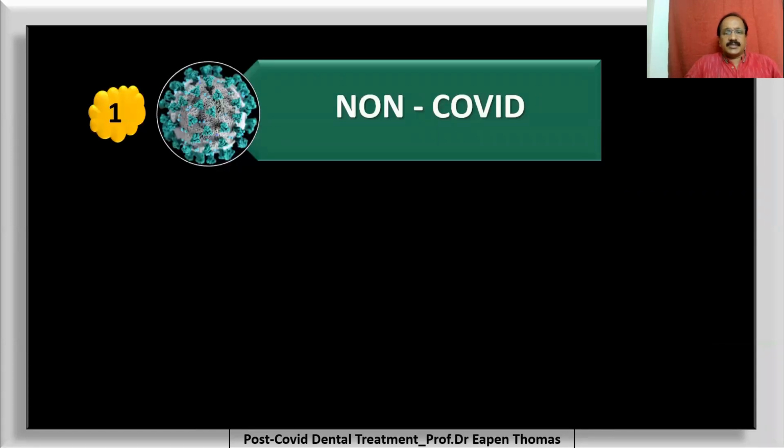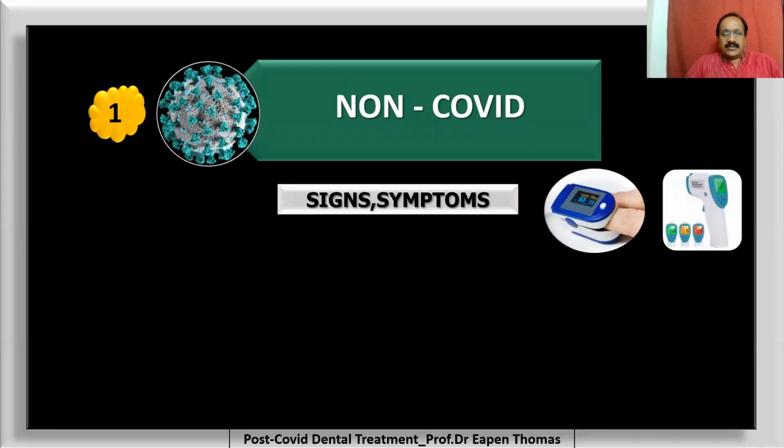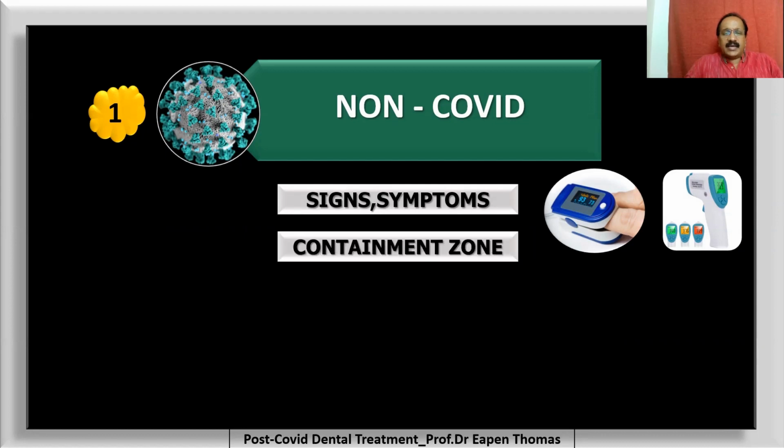First, let us take up the patients with a non-COVID history. These patients come to your clinic without any signs and symptoms of COVID or any history of being treated for COVID. You should take a proper detailed history and look for the various signs and symptoms, which includes the use of thermometers and a pulse oximeter to tell whether the saturation is quite okay and things like that. And of course, you have to find out whether the patient is coming from a containment zone, where there is an increased chance of this patient also being COVID positive.